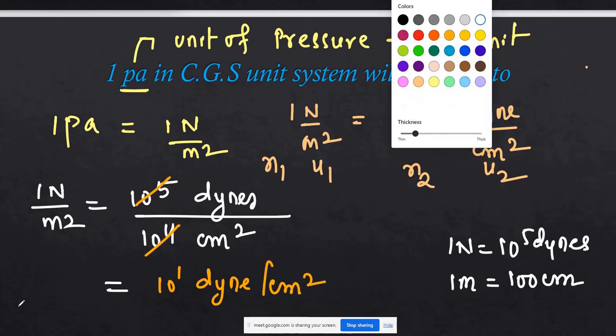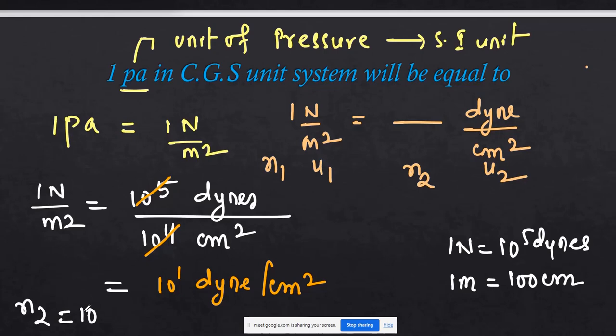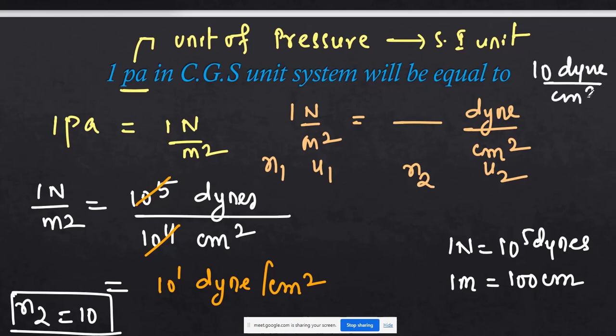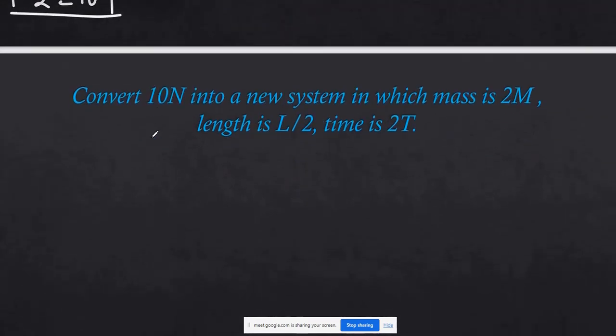So what is the value of N2 now? N2 is 10. So 1 pascal in CGS system will be equal to 10 dyne per centimeter square. This is the answer. Now see the next question. Convert 10 newtons. Newton is the unit of what? It is the SI unit of force.